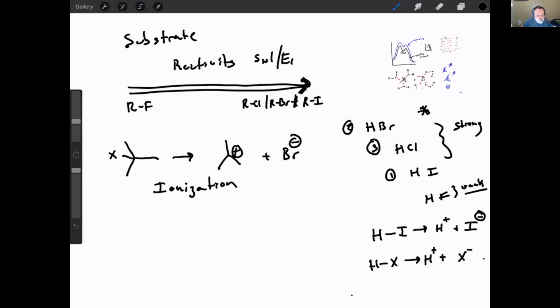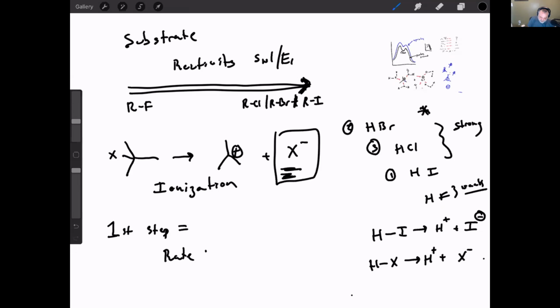The ionization is more effective when the resulting ion is the most stable, since in all cases this carbocation is the same. It's only the identity of X that matters, and so the larger X is, the faster the rate of ionization is. And so remember that that first step is the rate determining step.